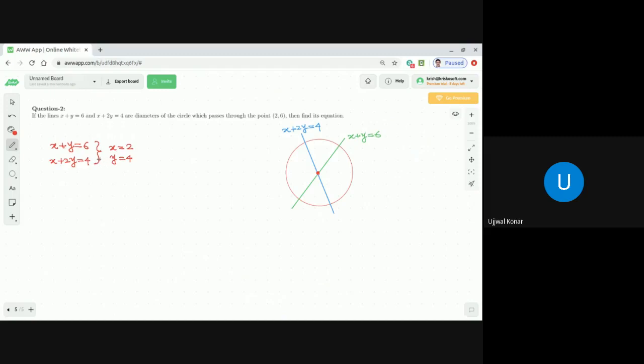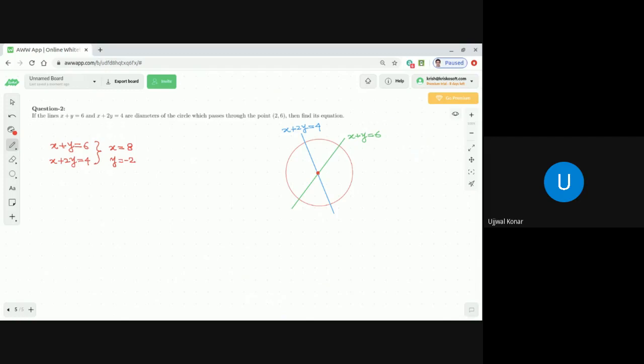Just a minute. x plus 2y is equal to 4. x is equal to 8. I made a mistake here. The circle is passing through 2, 6. x is equal to, we get 8, and y we get as minus 2.